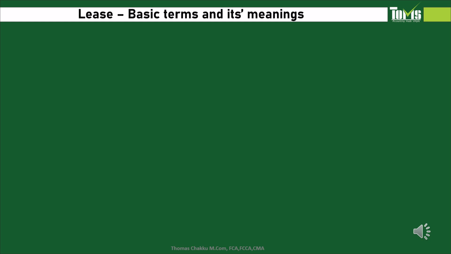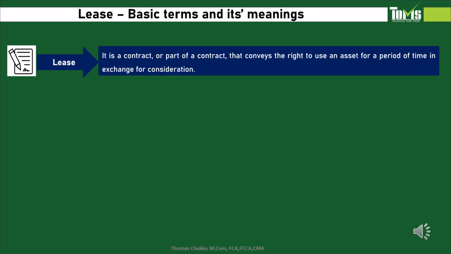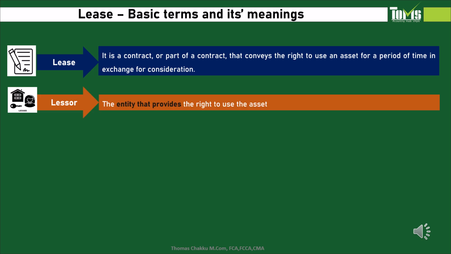Let's first understand the meanings of some basic terms used in IFRS 16. First, lease. It is a contract, or part of a contract, that conveys the right to use an asset for a period of time in exchange for consideration. Second, lessor. The entity that provides the right to use the asset. He is the legal owner of the property.